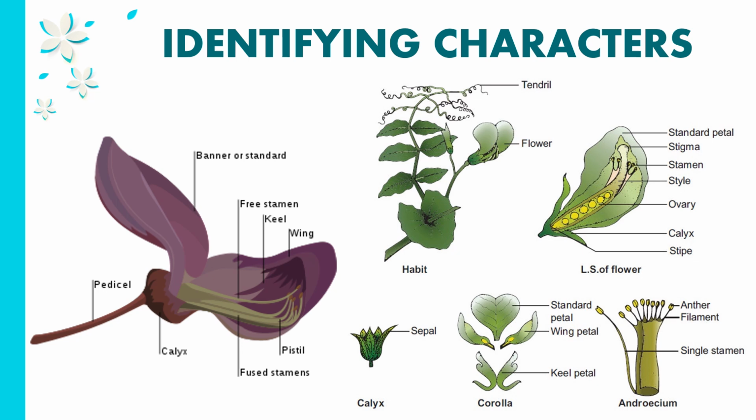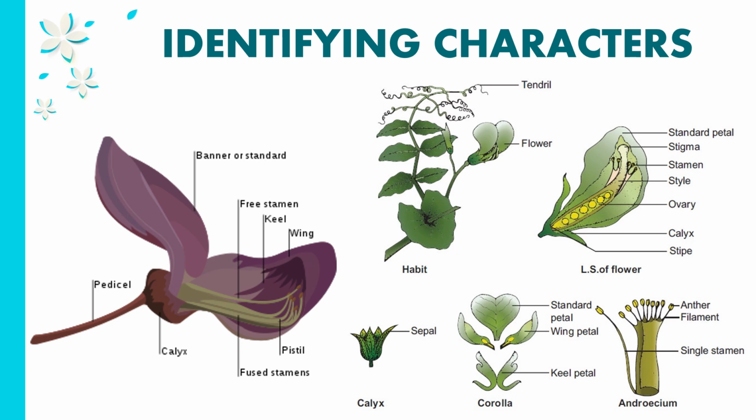In the first picture, you can observe the flower of a member of the family Fabaceae. It has banner or standard, free stamen, keel, wing, pistil, fused stamen, calyx, and also pedicel. Like other families, the flower in Fabaceae has 5 petals, and they are polypetalous. The posterior petal is outermost and large. Next to it are the lateral ones, the wings or alae. The anterior and innermost petals are united to form a boat-shaped structure, the keel or carina.